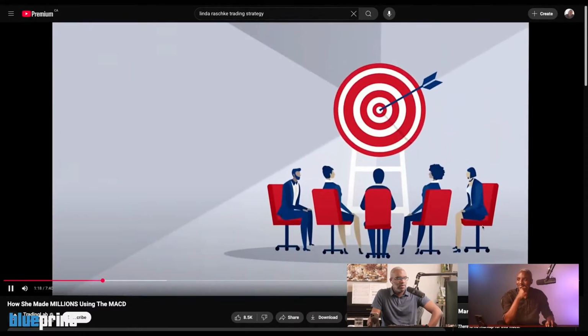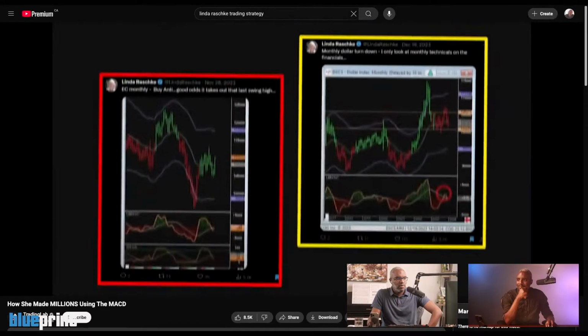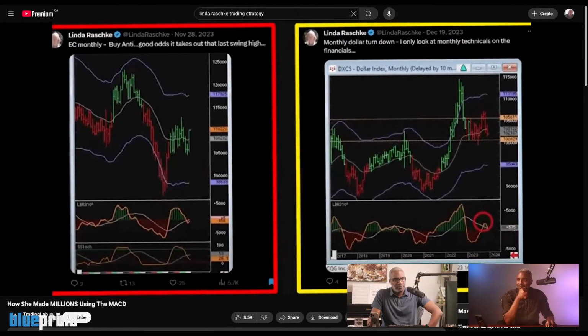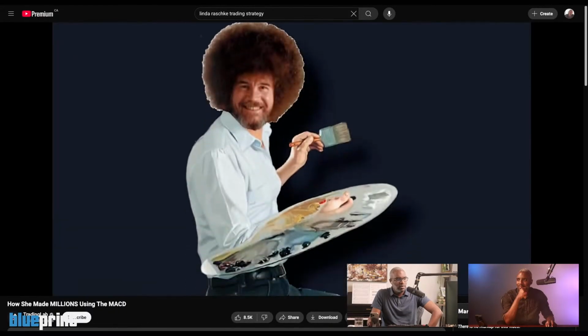So Linda calls this strategy the anti-setup, meaning she's trying to find the reversal point of a trend at a major pullback point and profiting from the massive move after the pullback. Let me paint a broad picture of what we're looking for.